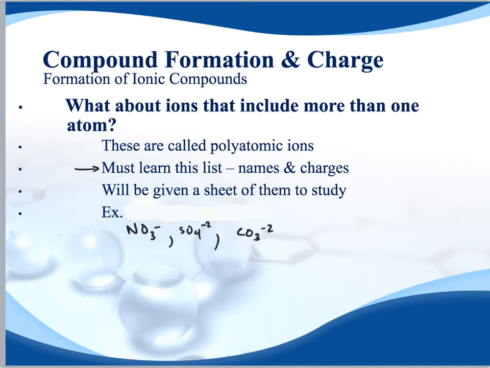So for instance, one of them looks like this, NO3 with a -1 charge. Now notice it's not just one atom anymore, that's why it's called polyatomic. And it adds up to a charge of -1 overall. This is called a nitrate ion if you're looking at your ion sheet. SO4 with a -2 charge. This is called a sulfate ion. CO3 with a -2 charge. This has a name, a carbonate ion.